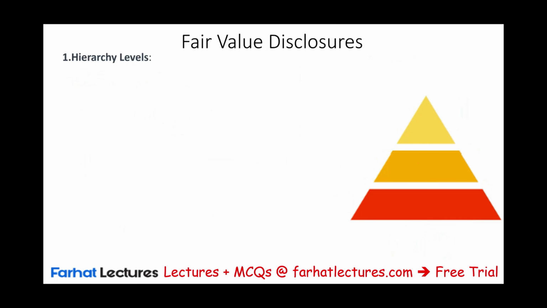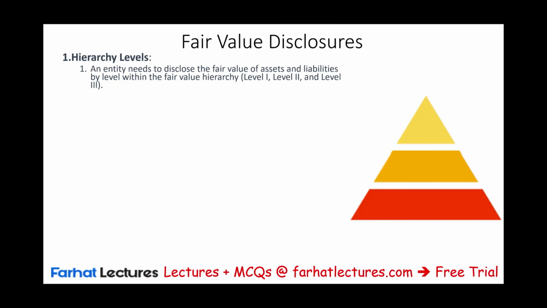The first thing is the hierarchy level. I already mentioned this. You need to disclose the fair value of the assets and liabilities by level within the fair value hierarchy, level 1, 2, and 3. And if you don't know what these are, you want to make sure you go back and view the fair value 3 levels.